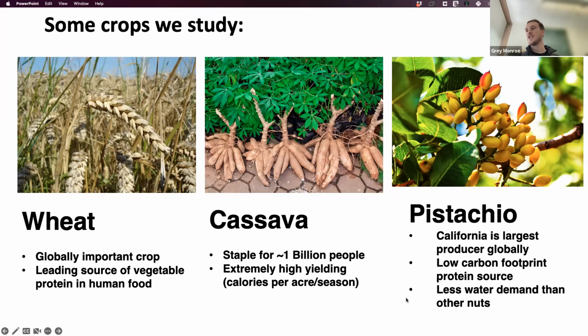And then we'll talk about pistachio, which is very important for California agriculture. California is the largest producer globally. If you've eaten a pistachio, it's almost certain that it came from California. It has an incredibly low carbon footprint compared to other sources of protein. And depending on how it's grown, can use less water than other nuts. So these are why we study these crops. They're important, and they also provide opportunities for us to ask questions about climate adaptation in these different species.